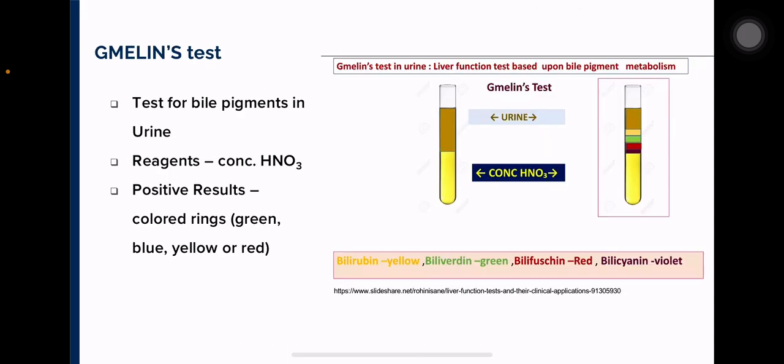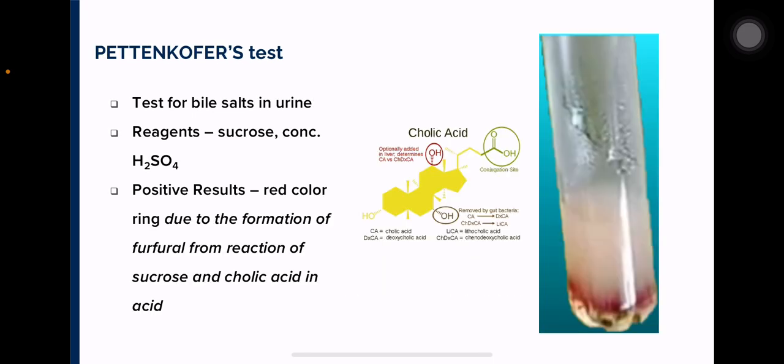Now we have Gmelin's test, or the Mellin's test. So this will detect bilirubin using concentrated nitric acid. So for a positive result, you will have multicolored rings, which could range from green, blue, yellow, or red. And the presence of bilirubin will indicate bilirubinuria. So this is often due to liver disease or bile duct obstruction.